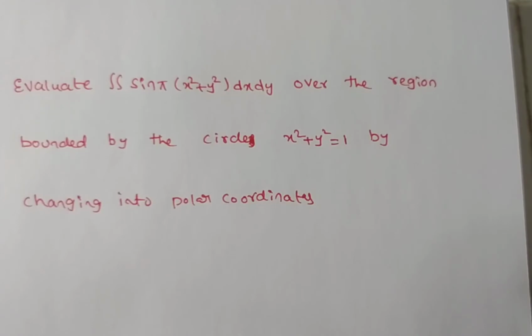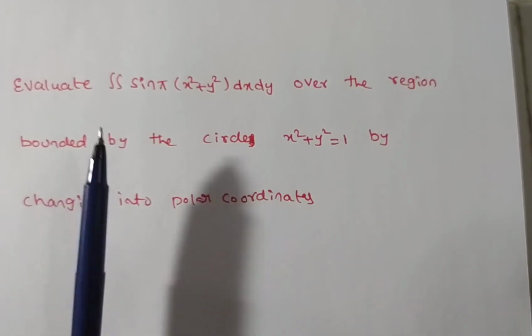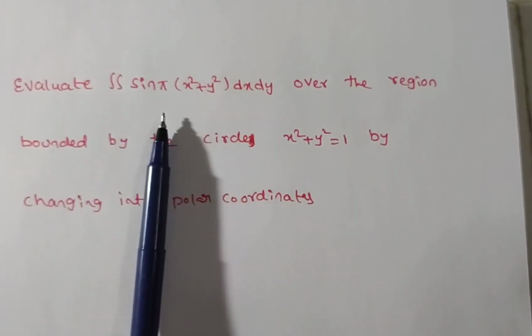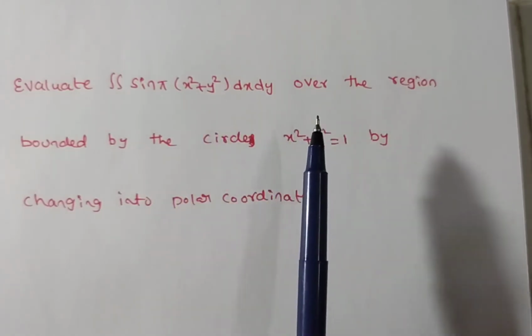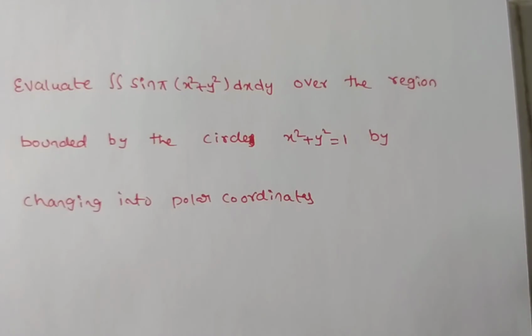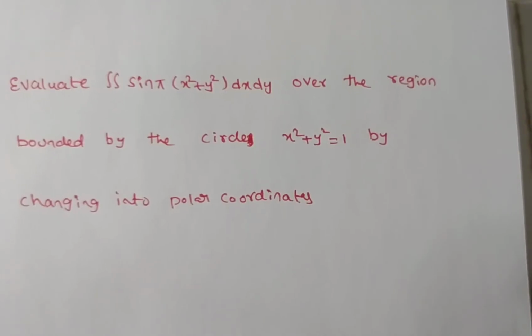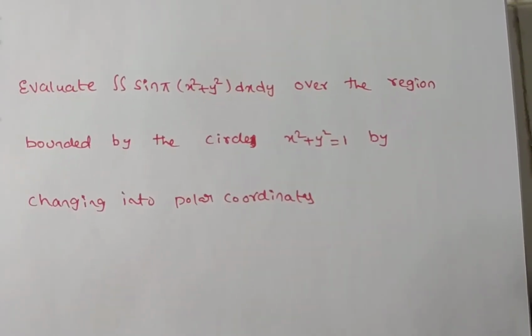Friends, in this video we are solving a problem on multiple integrals. The given problem is: evaluate the double integral of sin(π(x² + y²)) dx dy over the region bounded by the circle x² + y² = 1, by changing into polar coordinates.